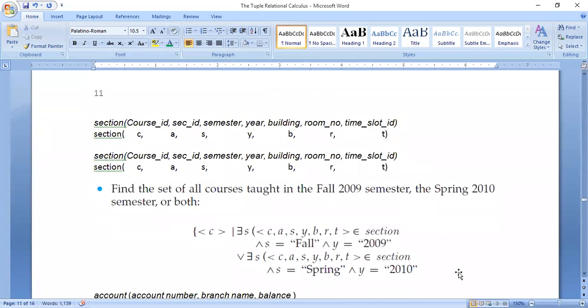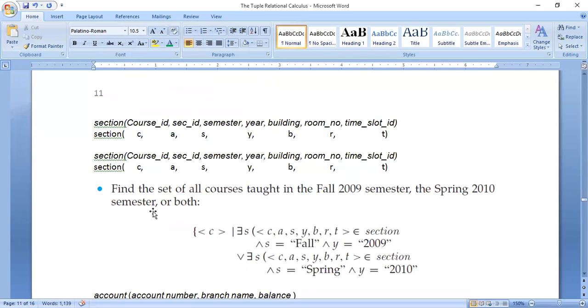Now the next is again from the union operator, and this query says to find the set of all courses taught in the fall 2009 semester, the spring 2010 semester, or both. So first of all we have to find the courses in fall 2009, then spring 2010, and some courses might be there in both fall 2009 and spring, so we have to use those courses also.